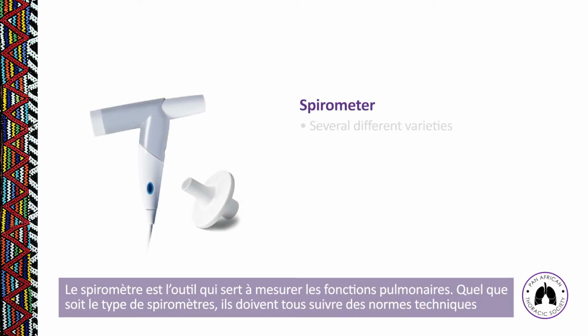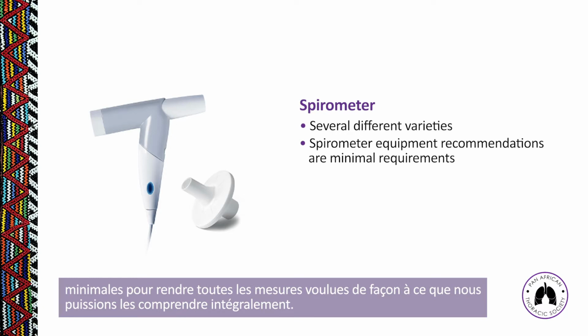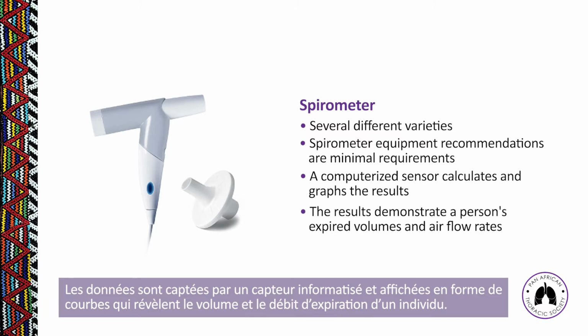A spirometer is a testing device which is used to measure the spirometry test. And all spirometers need to meet specific requirements that are recommended for spirometers. So they need to have minimal technical requirements for us to be able to derive all the measurements that we want and to be able to fully understand the test properly. So a spirometer has a computerized sensor, which is part of the spirometer, and this sensor will calculate graphs and results. And these results will then demonstrate a person's expired volumes and airflow rates.